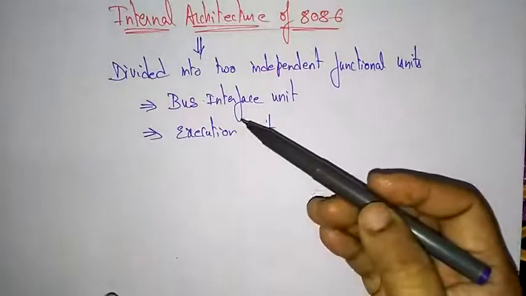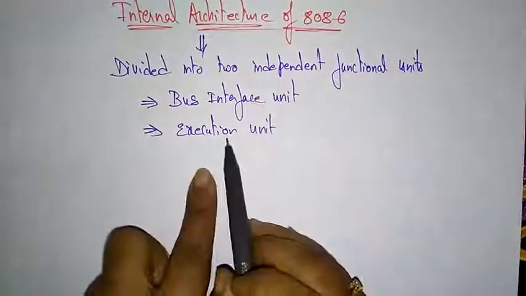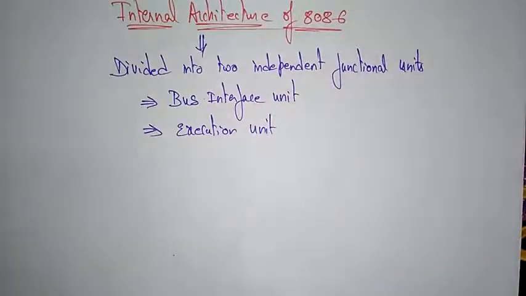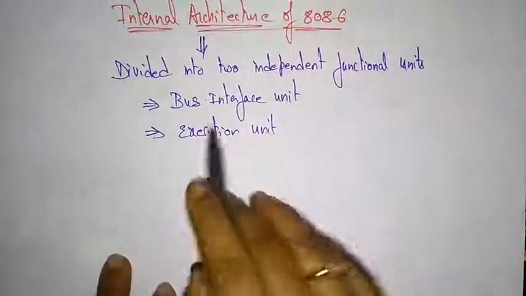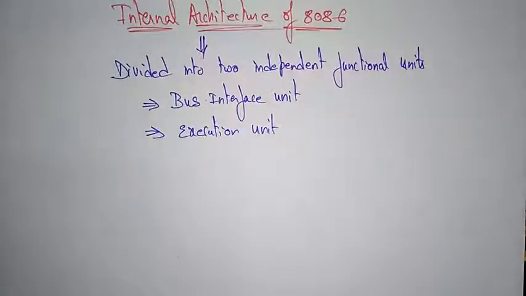The name itself says it: execution unit means it is executing something. Whatever information the user is sending is executed by the execution unit. And what is a bus interface unit? Interface means acting as a mediator, from the execution part to external devices like RAM, ROM and input output devices. It acts as a bridge between the outer devices and the processor.